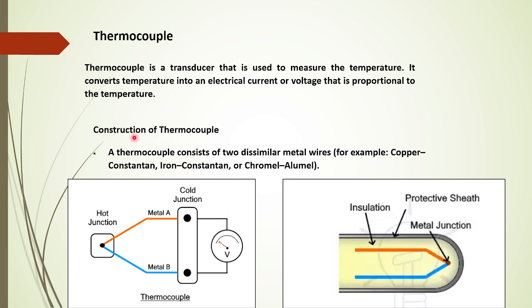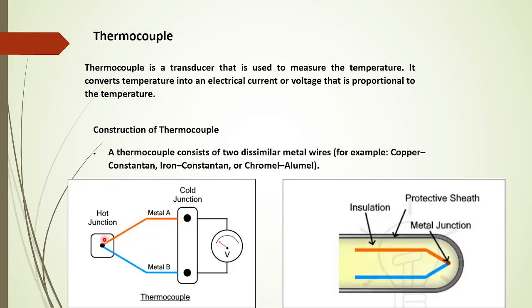Now we see the construction of thermocouple. A thermocouple consists of two dissimilar metal wires, for example copper constantan, or iron constantan, or chromel aluminum. So these are always some combination of two dissimilar metals. Some combinations are given here, for example. And this is the construction diagram. Here there are two metals, metal A and metal B, two dissimilar metals taken here.